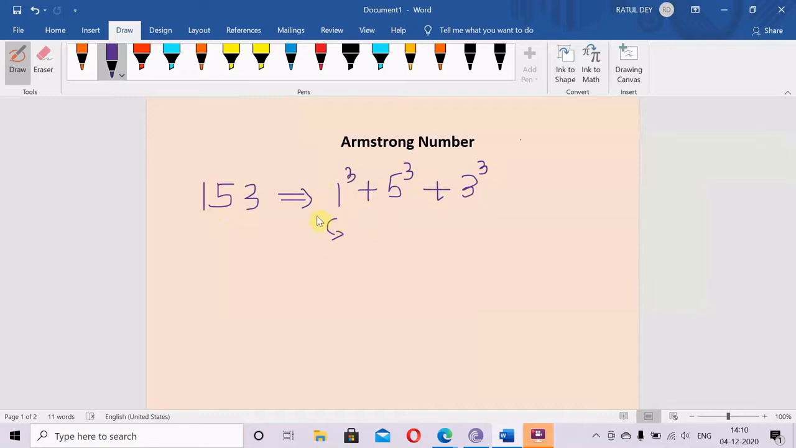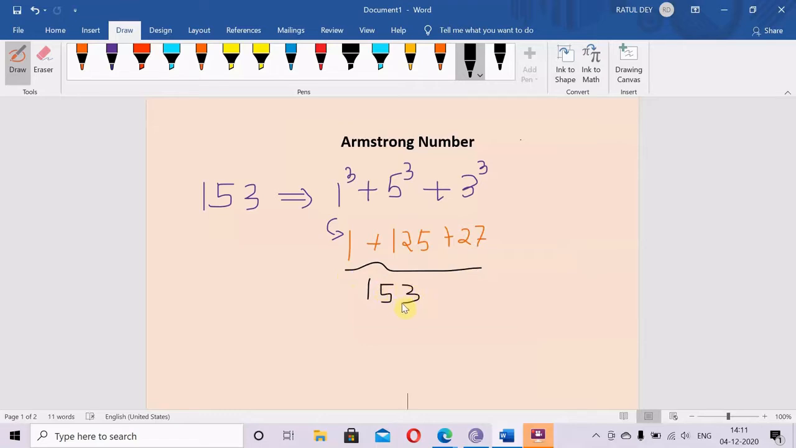So can anyone say what is the value of 1 cube? One. 1 cube value is 1. What is the value of 5 cube? 5 multiply 5 multiply 5, 125. And what is the value of 3 cube? 27. Yes. So what is the add? If you add these numbers, you get the result the same as 153.